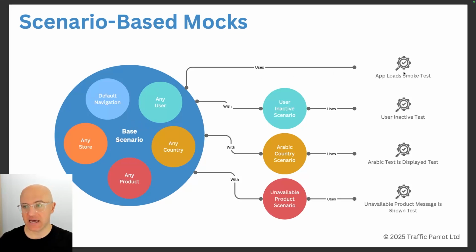Okay, and you could run your app load smoke test right now against your app that will communicate with these mocks, and since it doesn't care about the details of the users, countries, products, or stores, it would just pass, right? Because the application is running and communicating effectively with the backends.